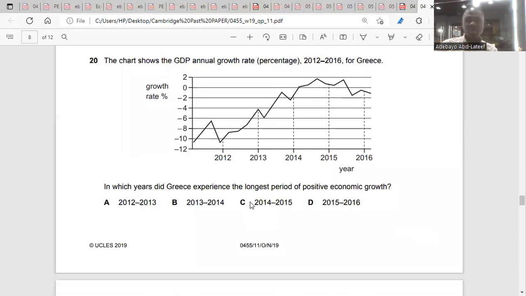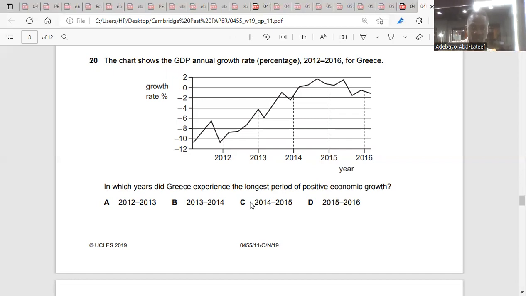Number 20. The chart shows the GDP annual growth. GDP is the measurement of your PPC. So the chart shows the annual growth rate in percentage for Greece. In which year did Greece experience the longest period of positive economic growth? Where is negative? Look at it. Positive from 0, 2012 to 2013.